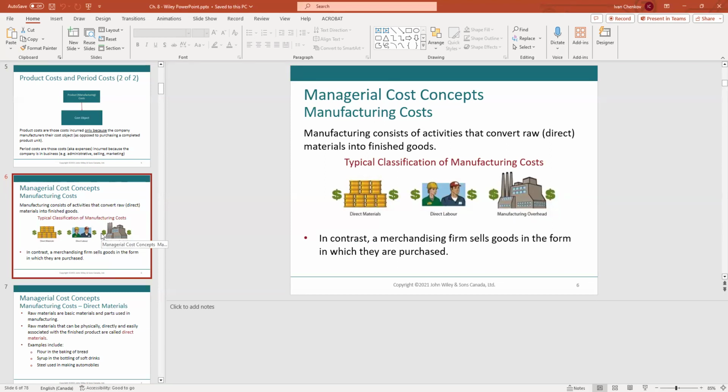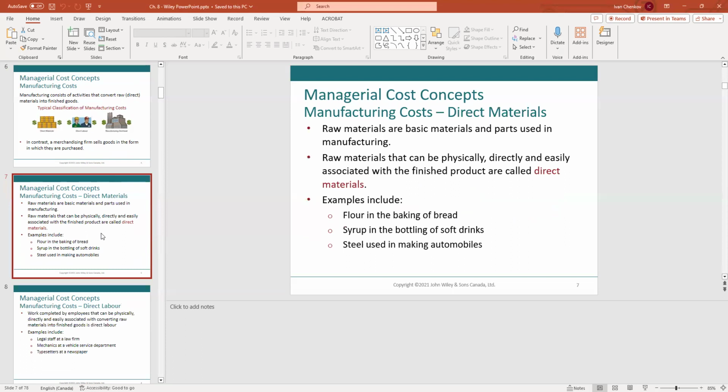So in order to produce the product in the manufacturing company, we're going to have those three costs, starting with direct material. Direct material is the raw material which is directly used and can be directly identified in our product. Examples include flour for baking bread, and the steel for making automobile cars.